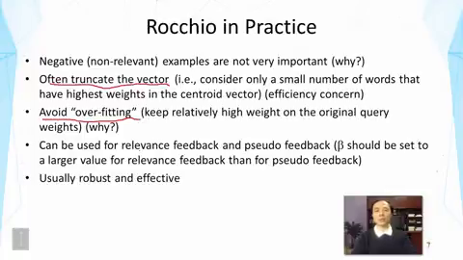And this is especially true for pseudo-relevance feedback. Now, this method can be used for both relevance feedback and pseudo-relevance feedback. In the case of pseudo-feedback, the parameter beta should be set to a smaller value because the relevant examples are assumed to be relevant. They're not as reliable as in relevance feedback. In the case of relevance feedback, we obviously could use a larger value. So those parameters still have to be set empirically. And the Rocchio method is usually robust and effective. It's still a very popular method for feedback.